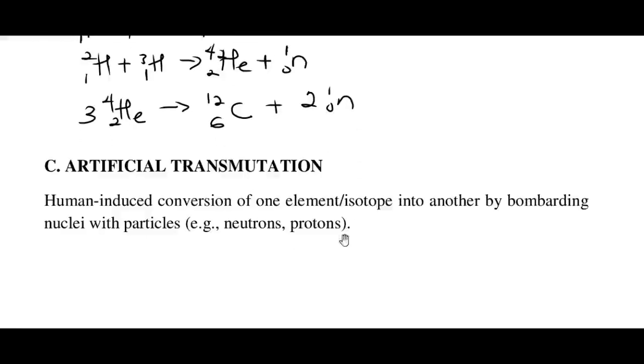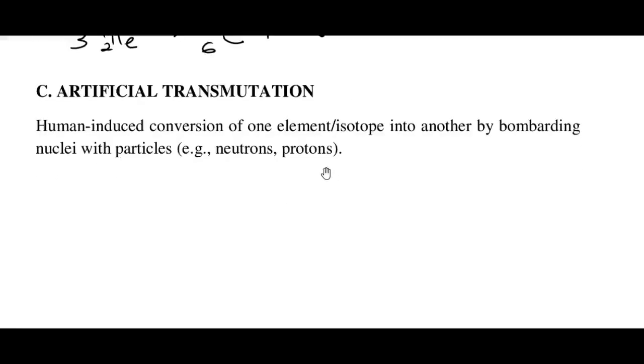So the next one and the last one here is artificial transmutation. What does it mean? It means human-induced conversion of one element into another. That is what artificial transmutation is. When you convert one element to another, when you change one element to another. So let's look at examples. Number 1, carbon-14 can be produced when nitrogen-14 absorbs neutron. Like this. This is plus neutron.